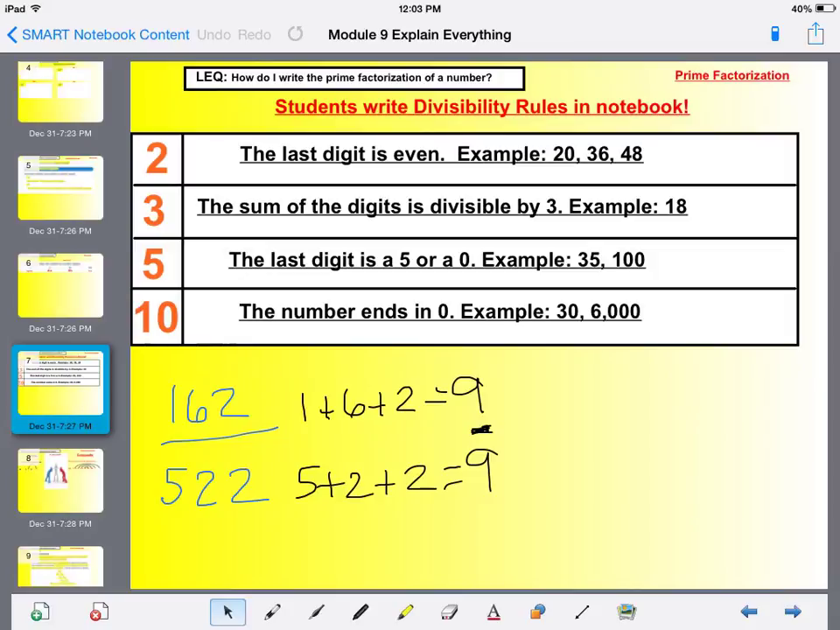The divisibility rule of 5 states that if the last digit is 5 or 0, then we can divide by 5. For example, numbers like 10, 15, 20, 25, 30, 35. Anything that ends in 0 or 5, you can divide by 5. And lastly, a number is divisible by 10 if it ends in 0. And that's very, very simple to think about, because what we do in class when we cancel out those zeros, that's really what we're doing. We're dividing by 10.